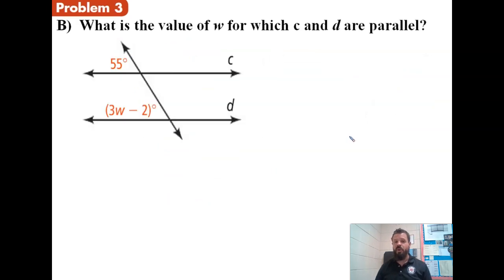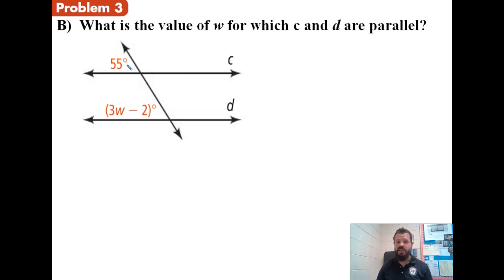Let's take a look at one more algebra problem. 3b says, what's the value of w for which lines C and D are parallel? Again, we'll approach this the same way as if I said C and D are parallel, find w. Now this one's going to work out differently because I don't have same side interior angles again, so these angles won't be supplementary. What I have in this case are expressions for corresponding angles.